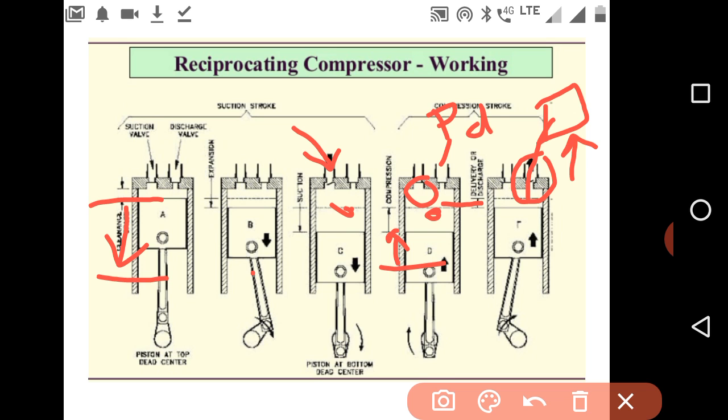And if you look at the overall working of a reciprocating compressor, we understand there are two strokes. One is the suction stroke and the other is the compression stroke, and with the help of these strokes we can compress the air, and by compressing the air we can supply this compressed air to the reservoir, and in the reservoir there will be compressed air.